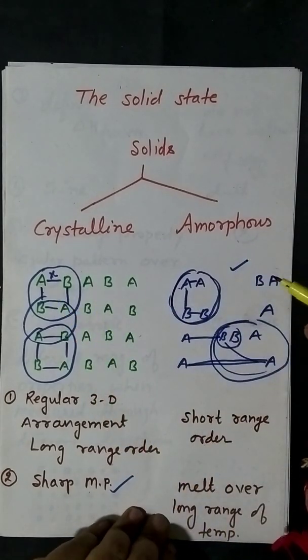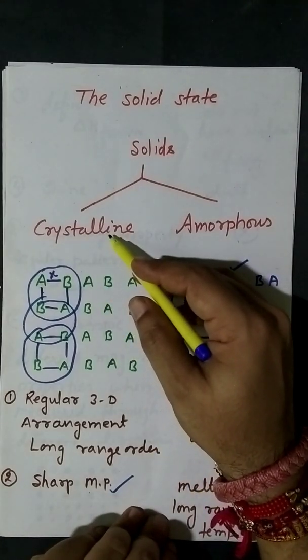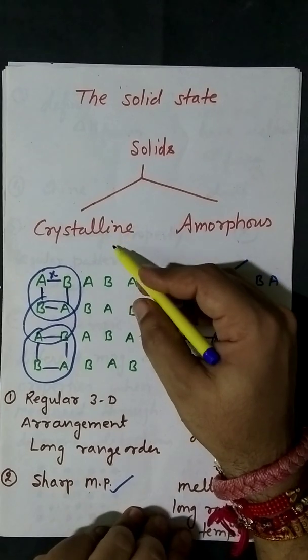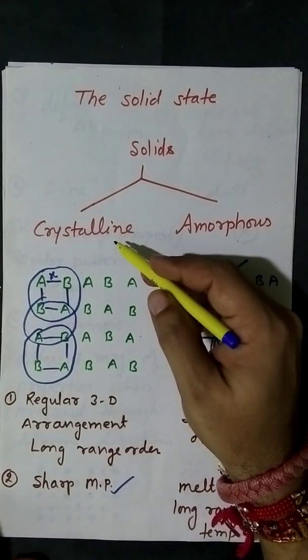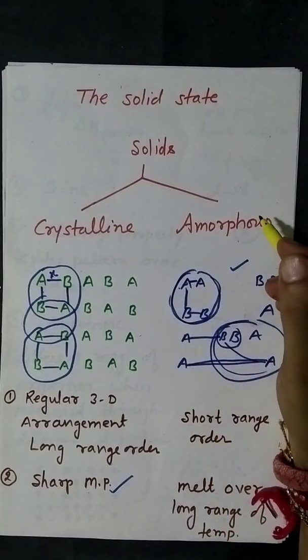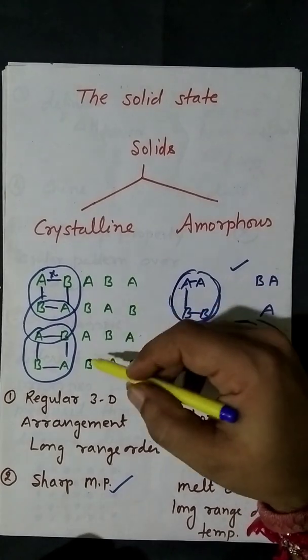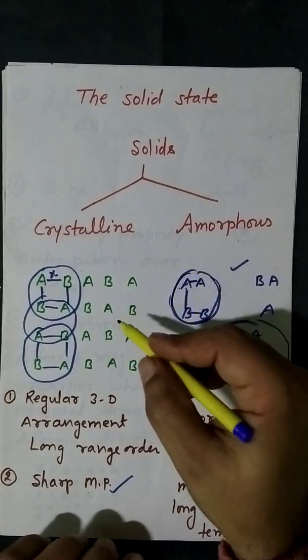Another property is that crystalline solids have the cleavage property. Cleavage property means whenever crystalline solids are broken down into smaller particles, the smaller particles also have the same type of pattern, which we can say a regular pattern on their edges.